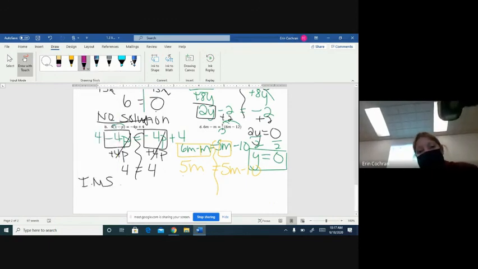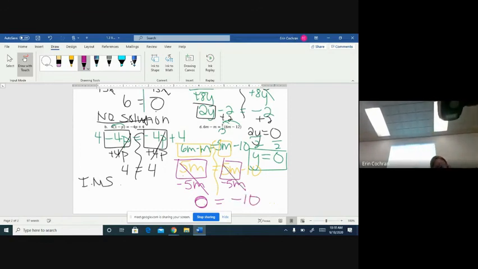So now, solving for these m's. Now these m's are on different sides, right? So how do I move a positive 5m over? Subtract it. So 5m minus 5m is 0. There's nothing on this side, so what do I put? 0. 5m minus 5m canceled, but I still have this negative 10, so I got to keep that negative 10.